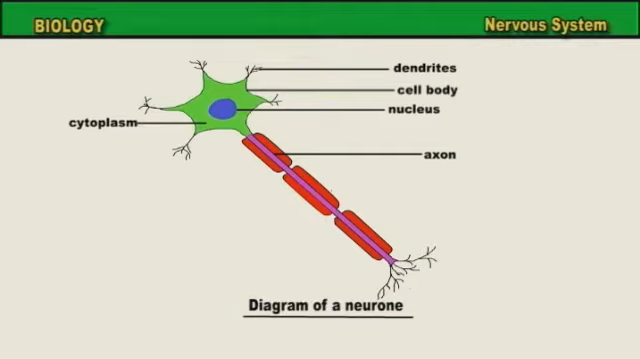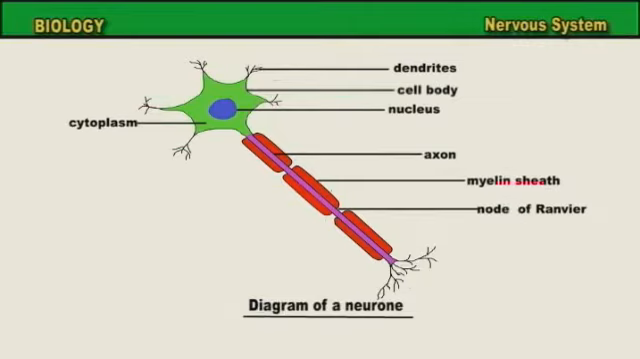The axon is covered with a layer of fatty cells called the myelin sheath. This aids in the fast flow of impulses along the nerve. Points along the axon where there are no myelin sheaths are called nodes of Ranvier.